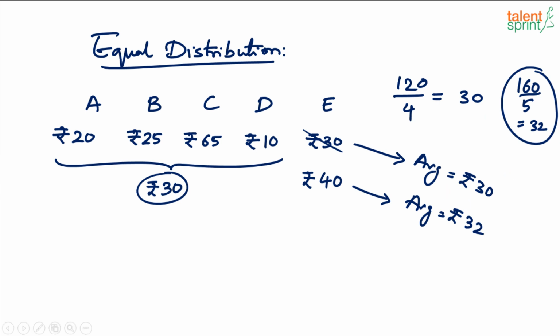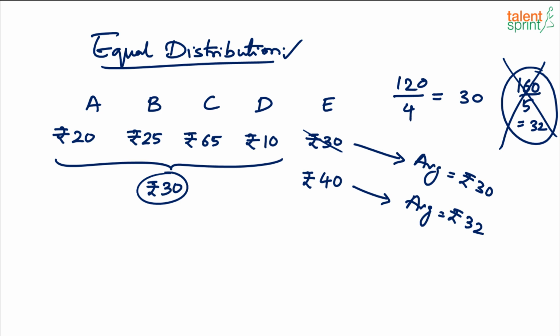Now, do we really have to do this calculation is the question. No, this is a waste of time. Whatever we have done here, 160 by 5, is a waste of time. If you understand the concept of equal distribution, you can do this very quickly and very easily. How is that possible? Understand.